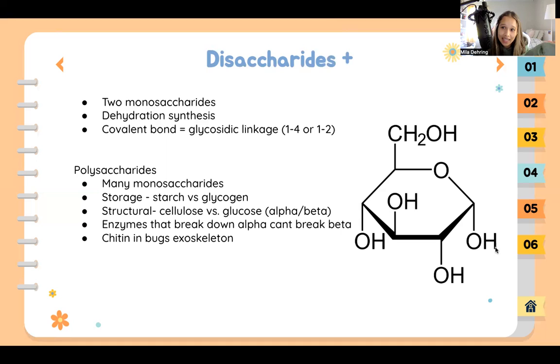And that is going to indicate that it's an alpha bond or an alpha glucose, while if it was above, like how I'm drawing it with my mouse up here, if it's above this carbon chain, then that would mean it was a beta. Enzymes that break down alpha carbs cannot break down beta carbs. So this small difference actually means a lot. And there's also another polysaccharide called chitin, which is exclusive for bugs' exoskeleton. So carbs can actually be part of structure.